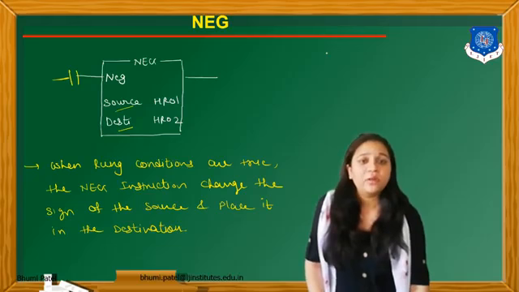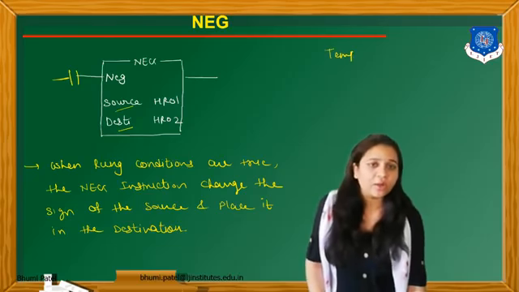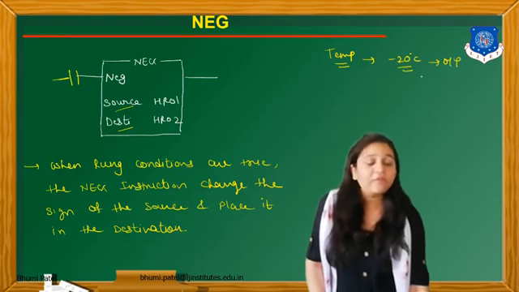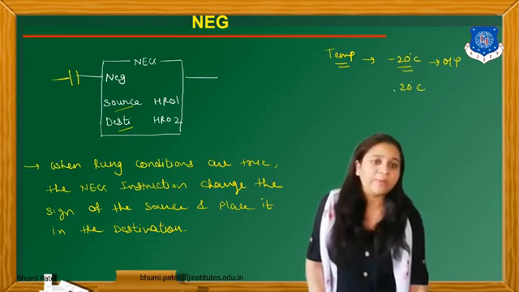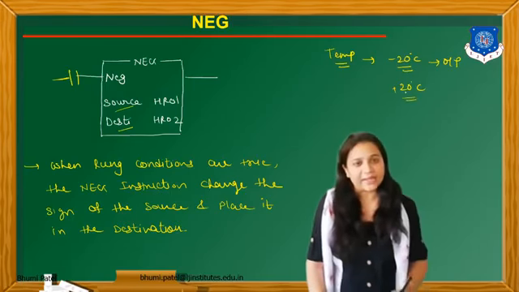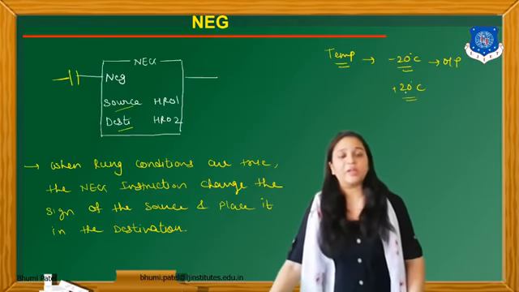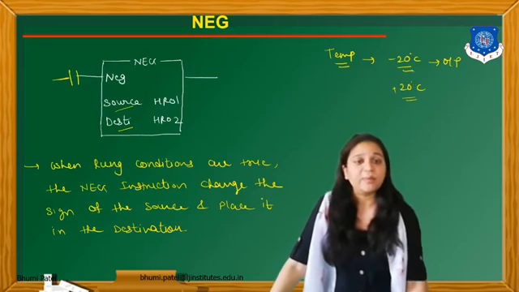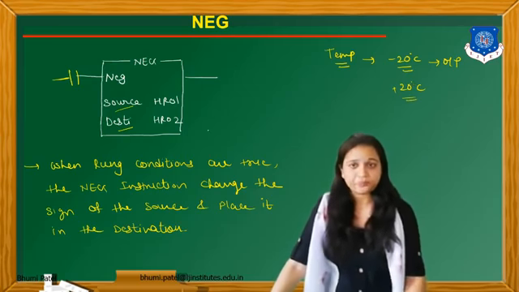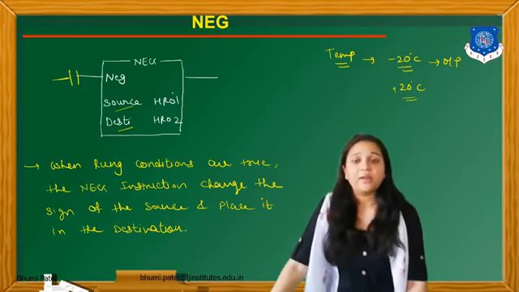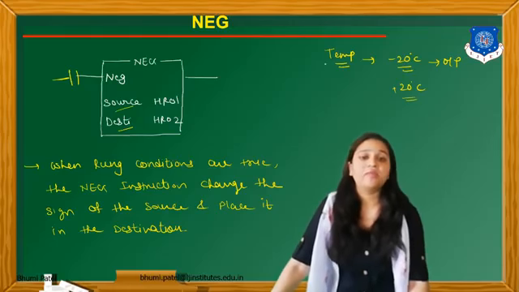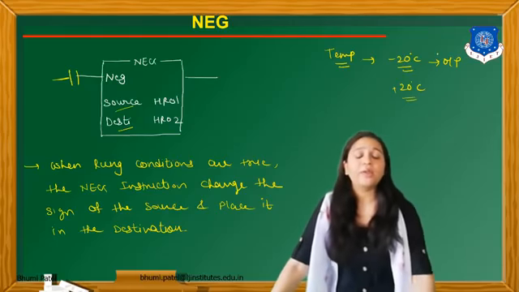Okay, if we are dealing with a temperature controller, and we require minus 20 degree Celsius temperature at the output side, but we get plus 20 degree temperature at the output side, our logic is not correct. If we take the negative sign for this particular output range, then we can simply connect the negative in the rung wherever the output is taken. After that we connect the negative, and then we get the actual output that is required for our particular system.